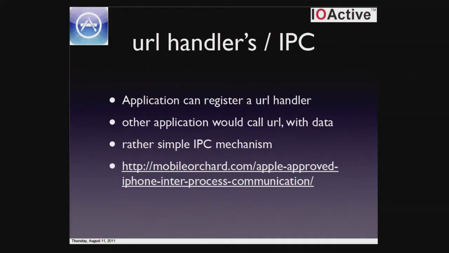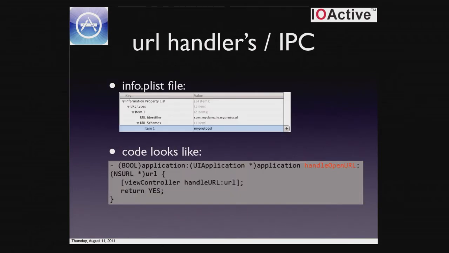The way it basically works is an application can just register a URL, and then another application can call it. It's an IPC mechanism, and it was originally, I think, found or done by these people through Mobile Orchard. If you go to that website, it lists how to do it. In short, you have an XML file or a plist file, and you say URL, and then you say my protocol, and my protocol will be your URL handler. And then you basically define a callback, which is called handleOpenURL.